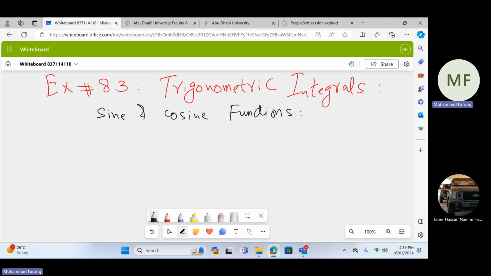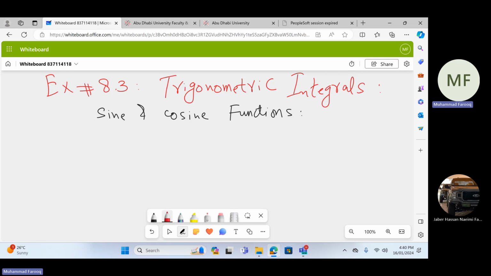Okay. So initially, which function are we talking about? Sine and cosine. Good. Now, in sine and cosine, first of all, we discuss if they are coming alone. Actually, they can come alone or they can come together in a pair also. So let's decide if sine and cosine are coming alone. For example, you have to integrate sine power 4, or cosine power 6, like that.